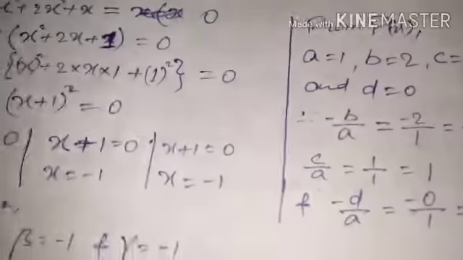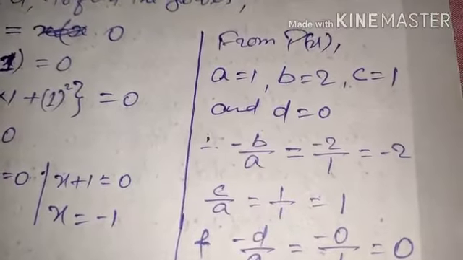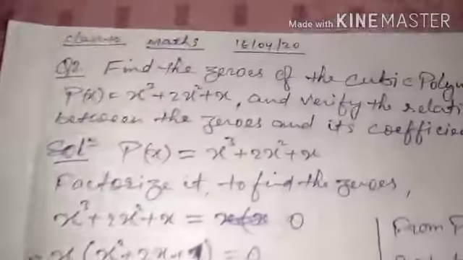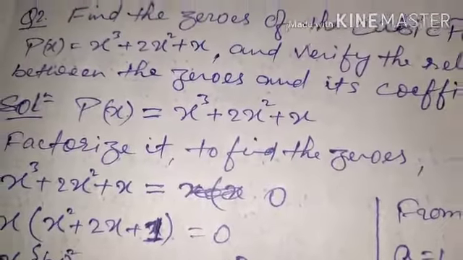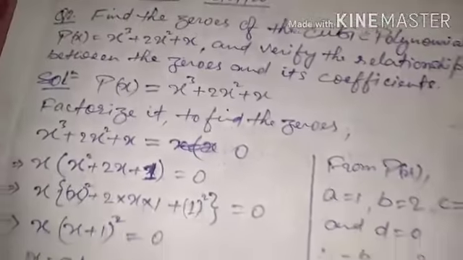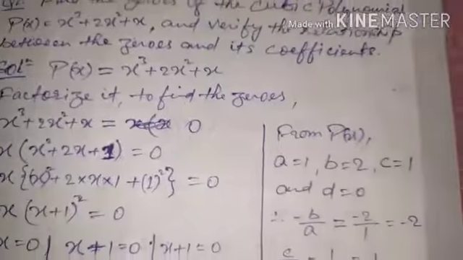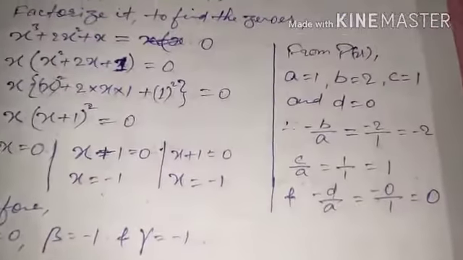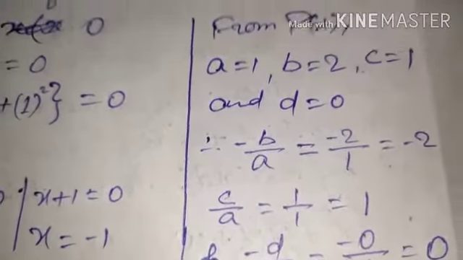Before going to that, this time from p(x) I had written the coefficients here. a equals 1, b is equal to 2, c is equal to 1 and d equals 0. You can see from the expression also, this is the polynomial x cube. So the coefficient of x cube is 1, that is a equals 1. The coefficient of x square is 2, that is b is equal to 2. The coefficient of x is 1, so c is equal to 1, and there is no constant term in this polynomial, so that's why d equals 0. Now we can move on, and I had calculated minus b by a also here. Minus b by a is equal to minus 2, already calculated by putting these values.